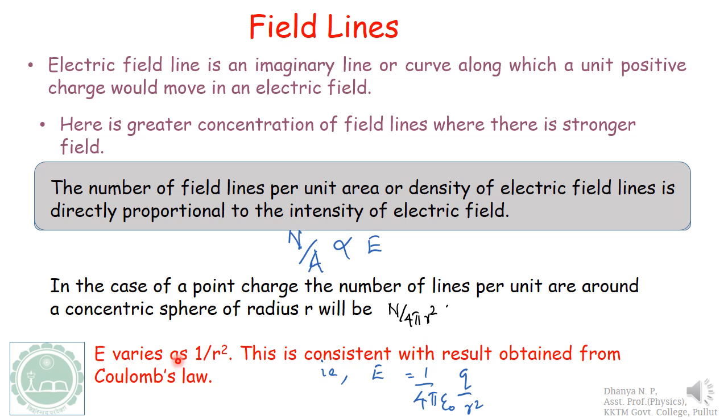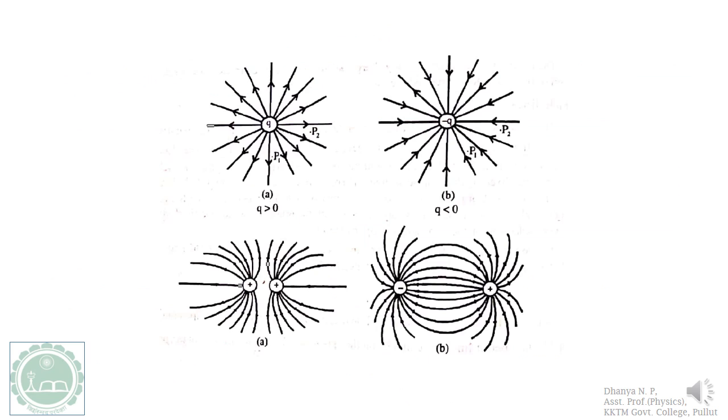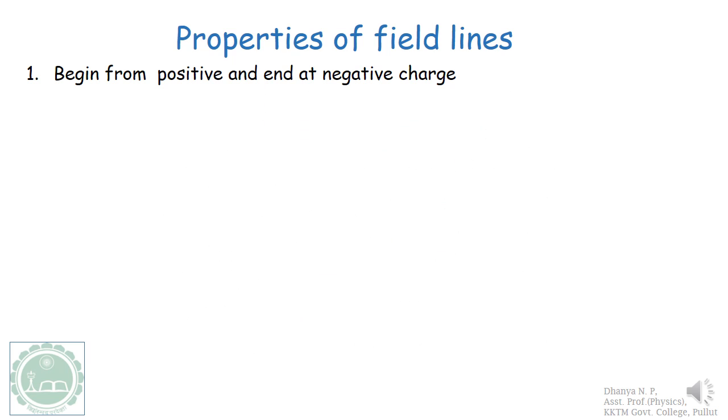That is, E varies as 1 by r square. Electric field is proportional to N by 4 pi r square, so E varies as 1 by r square. This is consistent with the result obtained from Coulomb's law. From Coulomb's law we have E is equal to 1 by 4 pi epsilon 0 q by r square. Hence we can represent electric field in terms of field lines. These are some of the field lines. Now we can look at the properties of field lines.